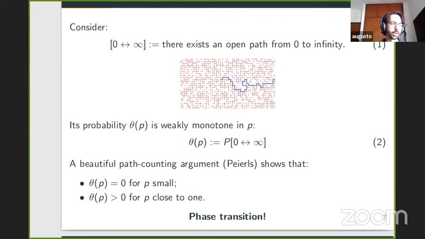It's also not hard to show that it's monotone in p, monotone non-decreasing. So if you increase p, more edges are open, and intuitively you should have a larger probability of connecting zero to infinity, and that's what it is.